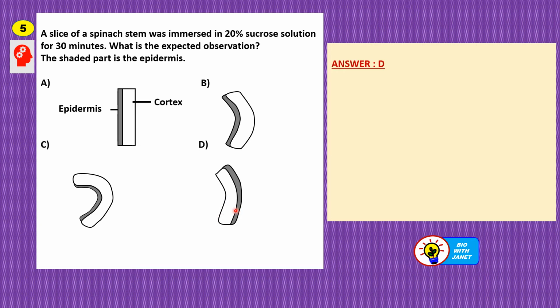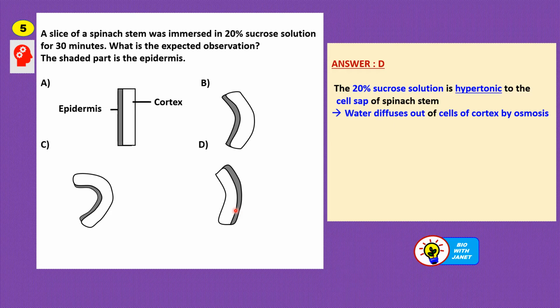Okay, so the 20% sucrose solution is hypertonic to the cell sap of the spinach stem, meaning that the sucrose solution is more concentrated and has a higher concentration of dissolved substances or solutes than the cell sap of the spinach stem. Thus, water will be drawn out. We say water diffuses out of the cells of the cortex by osmosis, like this.